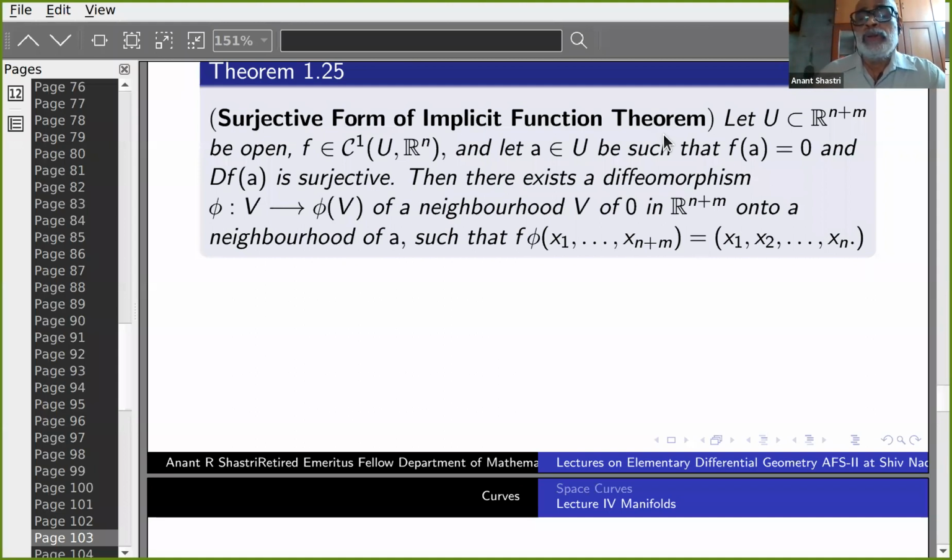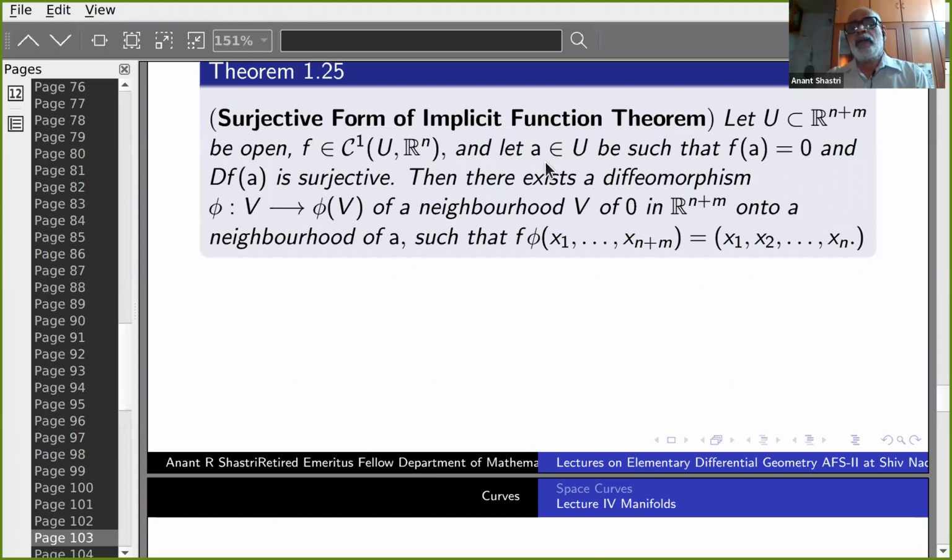Okay, so this is like LaTeX as compared to TeX itself. So, ready to use things. Let U contained inside R^(n+m) be an open subset. F is a C1 map into R^n. U is an open subset. Okay, A is inside U. F of A is 0.